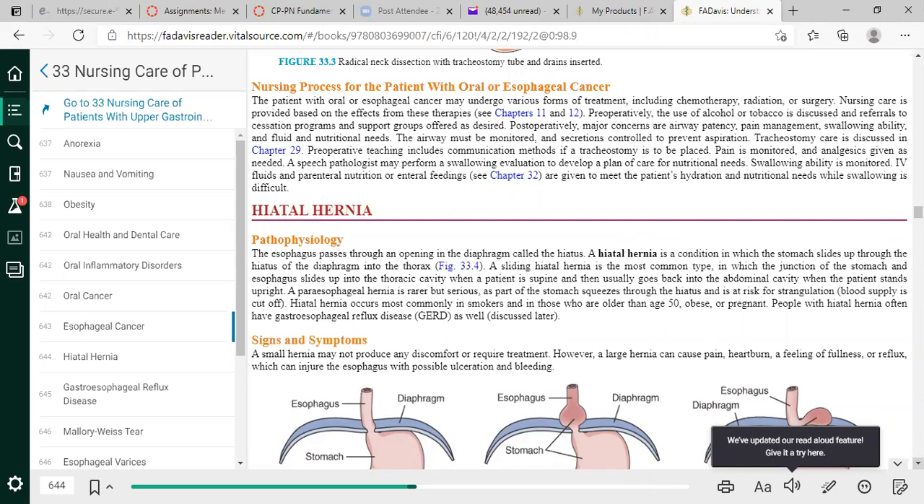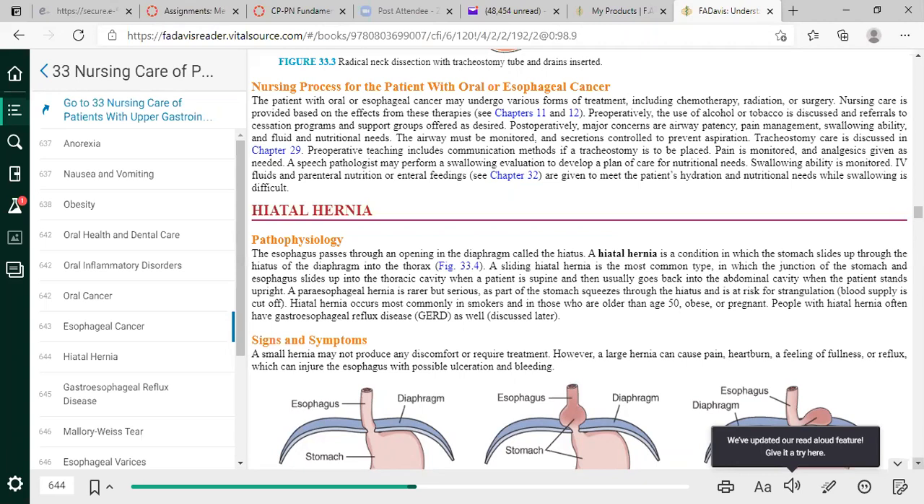That type of thing. Several things you want to consider when a patient is telling you they're having difficulty with swallowing. Nurse, I barely can swallow. Nurse, whenever I chew up my food, it still feels like it's just sitting in my chest. That type of thing.